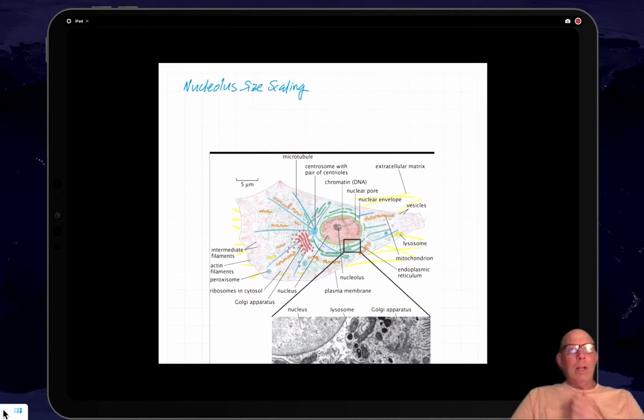So we're in the early part of the course where we're thinking about scaling, scales and scaling. And tonight, what I want to do is focus on a beautiful case study that I hope you'll find enlightening and interesting. And that is the scaling of the size of the nucleolus with the nuclear volume or the cell size, since those are related.